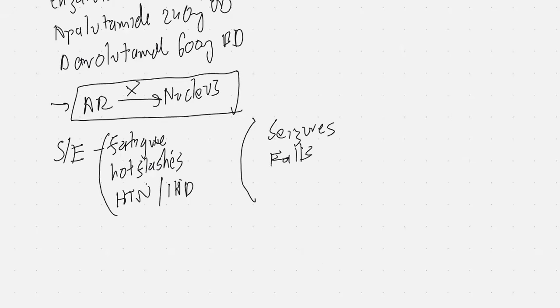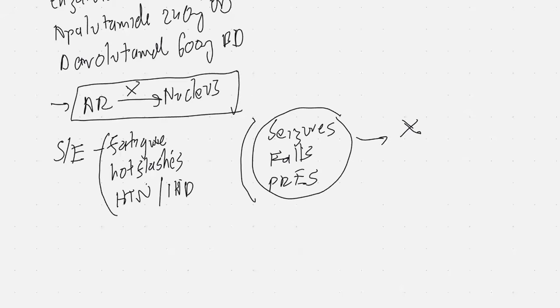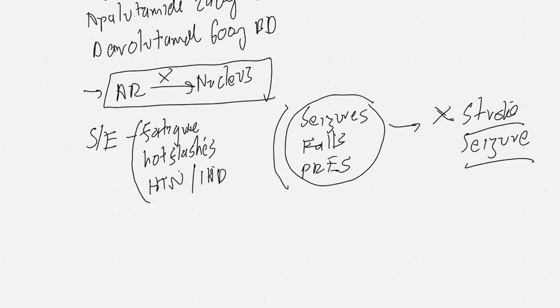So these are the concerning side effects: seizures, falls, and stress. Especially if you have elderly patients, they can have falls and fractures also. So this drug is usually not used. These second generation anti-androgens, especially enzalutamide and apalutamide, are avoided in patients with a previous history of stroke or any seizure disorder. So that is the basic side effect profile, and this holds true for enzalutamide and apalutamide.